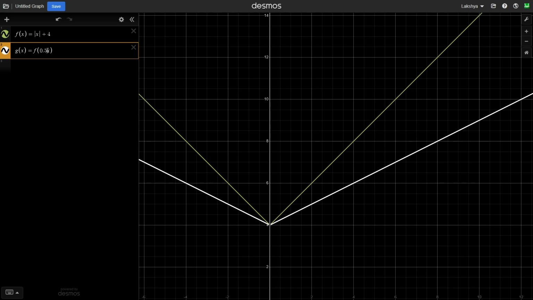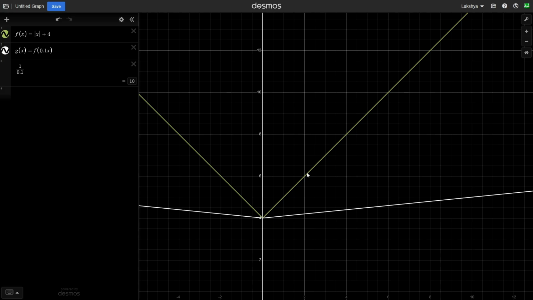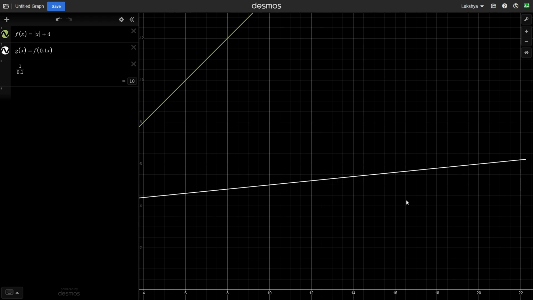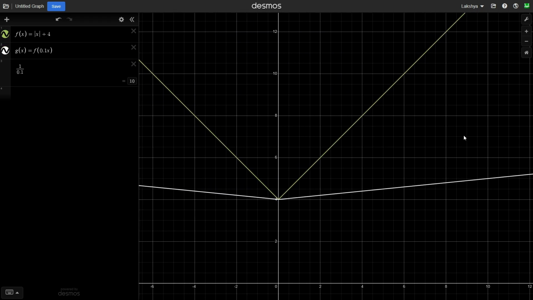So let's say we have a horizontal stretch of 0.1. So that's pretty wide here. So we're going to do 1 divided by 0.1. And it's going to be 10. So our horizontal stretch is by 10. So that means we're going to be multiplying all of our x values by 10. So instead of being at 2, 6, it's going to be at 26 now. And would you look at that? 26. So that's one way you can determine the horizontal stretch if it's less than 1.